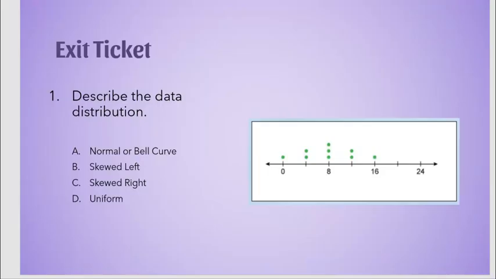Our last question is, describe the data distribution on this dot plot. Is it a normal or bell curve? Is it skewed to the left, skewed to the right, or is it a uniform distribution? I'll give you a hint. I'll even draw like a best line of fit. What does that look like?